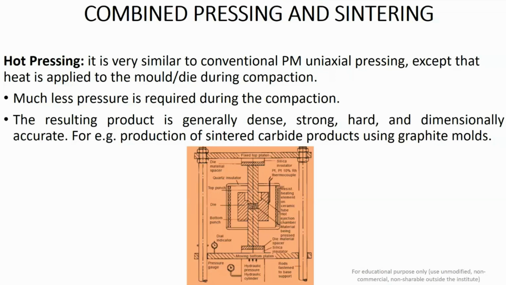from the heating zone, and then you get good densification, and you get a hard and strong dimensionally accurate product. This type of process is usually applied for the fabrication of sintered carbide products such as graphite molds. And the benefit is that you require less pressure as compared to conventional cold pressing. Okay, so this is the hot pressing technique, and the difference is that you are applying pressure as well as temperature simultaneously, which will result in improved density of the product.